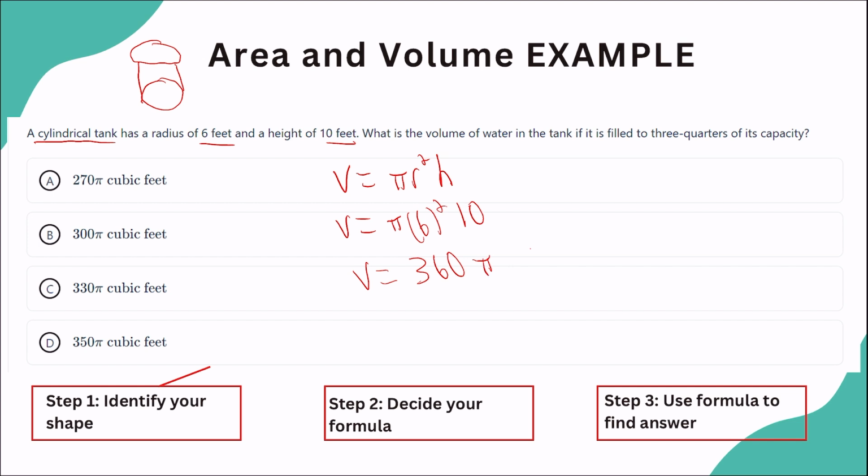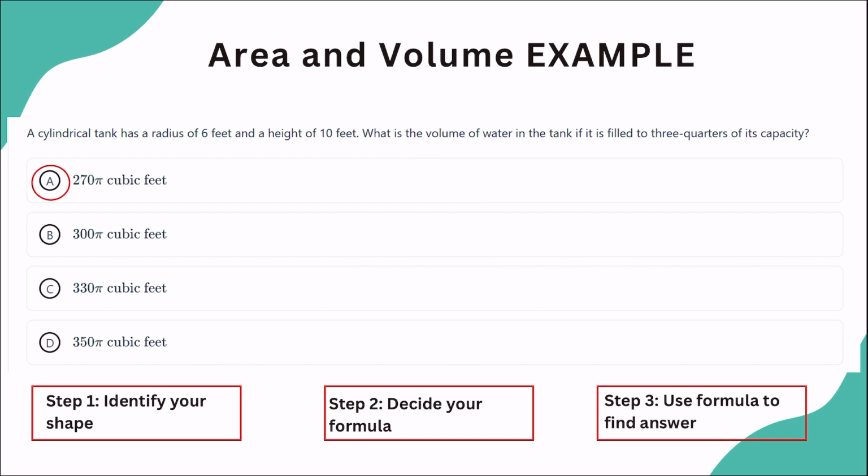Now it's really tempting to look at the answer choices. On this one, they actually don't even give us 360 pi as an answer choice, but they typically do. And so if you were moving quick, you could have easily picked that one, although it is incorrect. And the reason it's incorrect is because we are only filling this 3/4 of its capacity. And so we actually have to multiply this by 3/4 or 0.75, whichever you like, which is going to give us 270 pi cubic feet, which is going to be answer choice A.